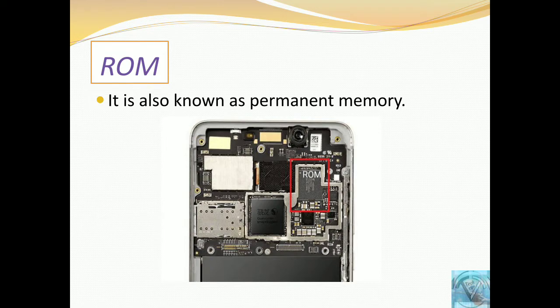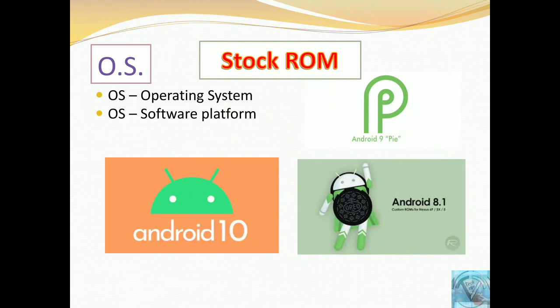Third one, OS, which means operating system. It is a software platform on which the applications run. Even if you remove all the apps in the background, you still see some of the RAM is consumed by the OS. There are two types of operating systems.